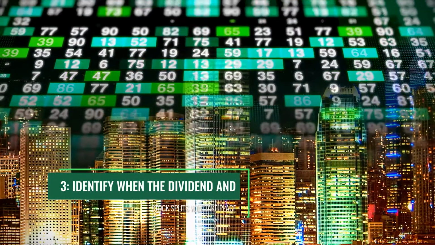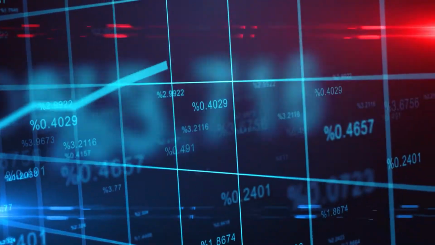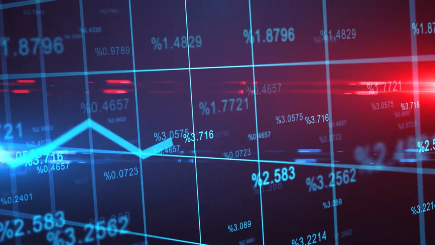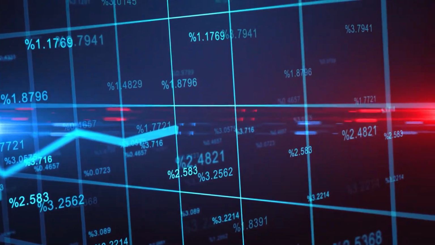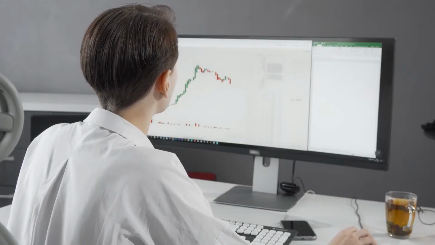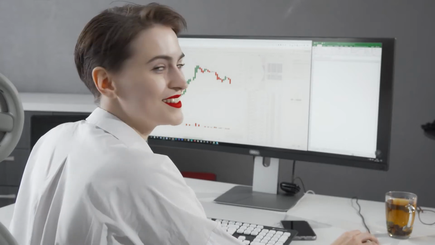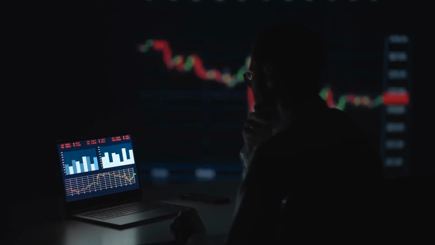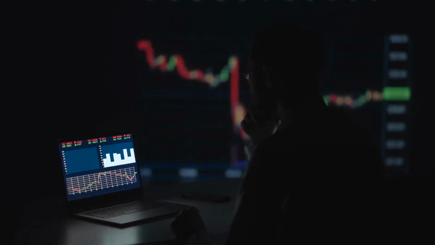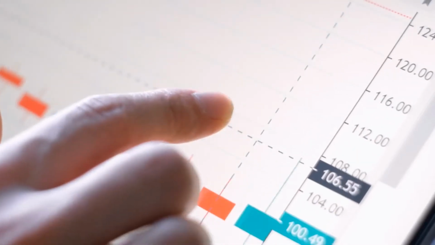Step 3. Identify when the dividend and stock splits will take place. At the bottom of a stock chart, you can see if and when the company has paid a dividend, as well as whether or not there has ever been a stock split. The shareholder receives a marginal profit when the company's board of directors decides to pay its earnings share to its shareholders in the form of dividends. Although not all companies pay dividends, the absence of dividends should not be taken as a sign that the company is not worth investing in. There are plenty of other aspects to consider.